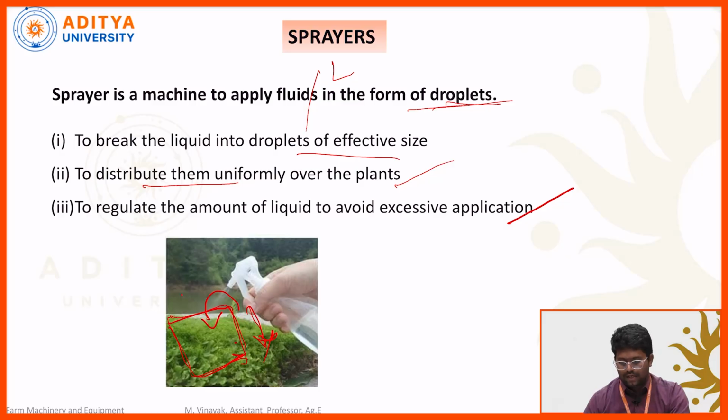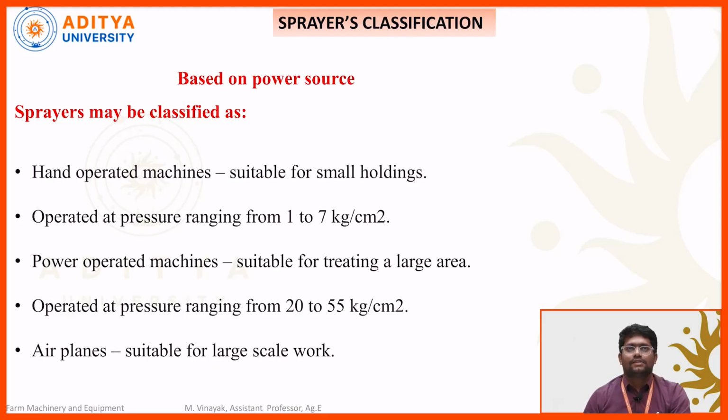The first one is to break the liquid into small droplets. The second one is to spread the liquid uniformly, distributing it uniformly throughout the plants or plant canopy. And the last one is to regulate the amount of liquid to avoid excessive application. Next, move on to the second slide.